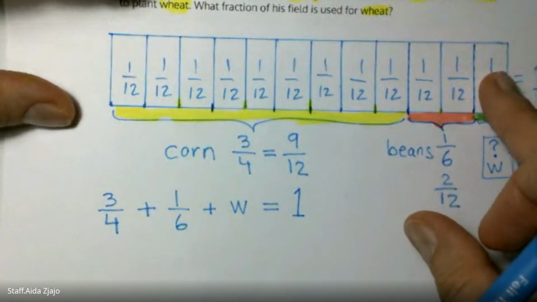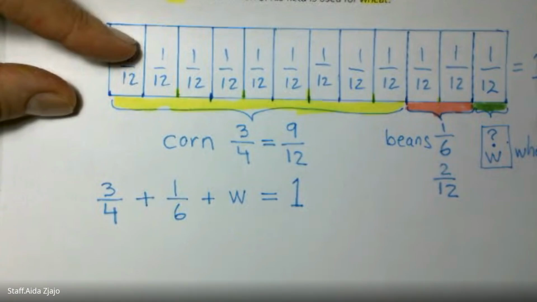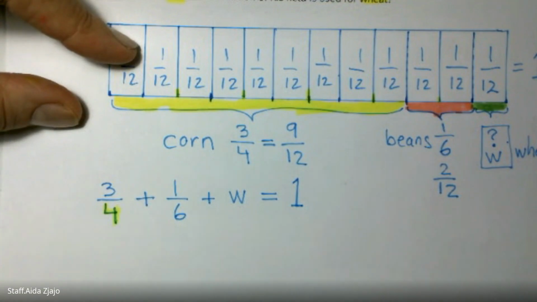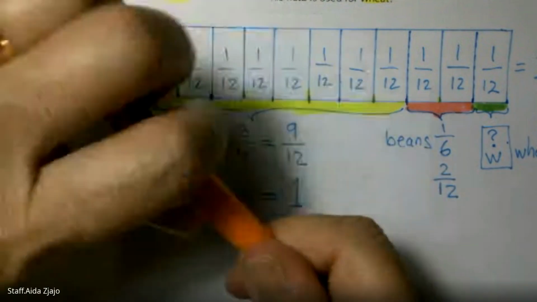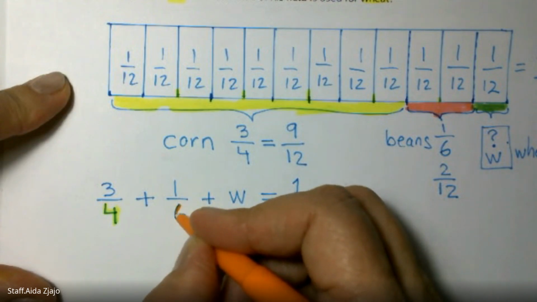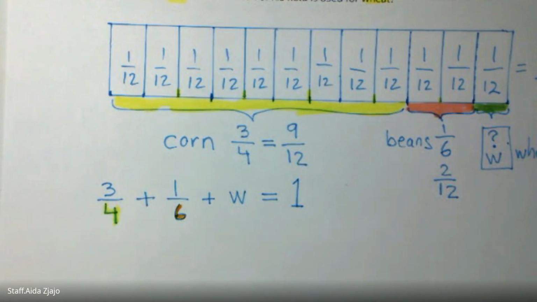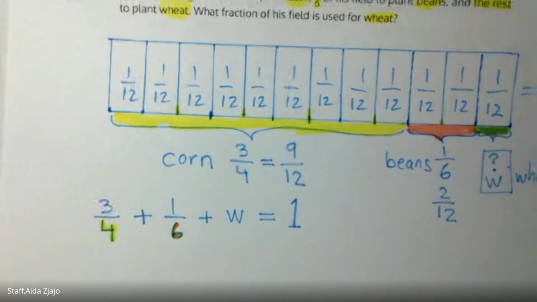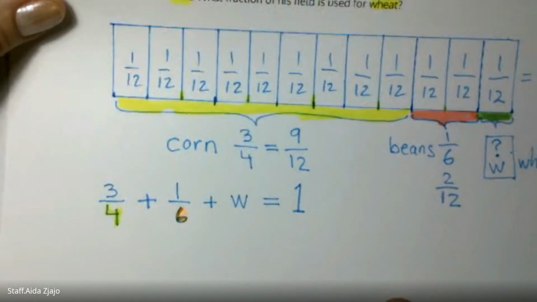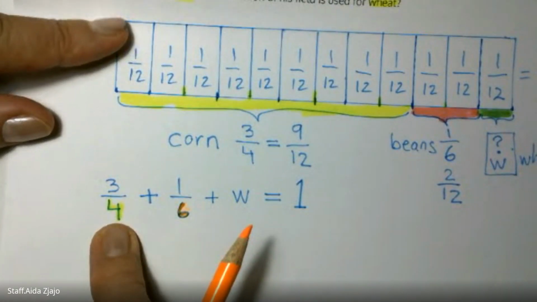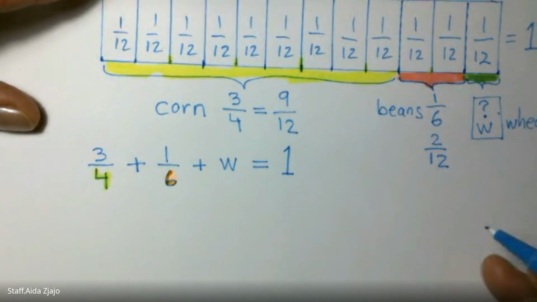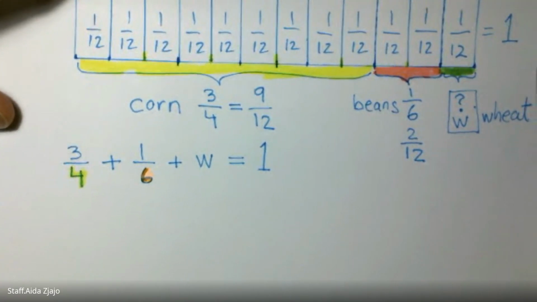So now we think about how we can figure it out. These are not the same size. The fourths are yellow, and my sixths, let's pretend, are orange. They're not the same size fractions. So what can I do? Strategy: I can use skip counting to figure out what common denominator they will have.